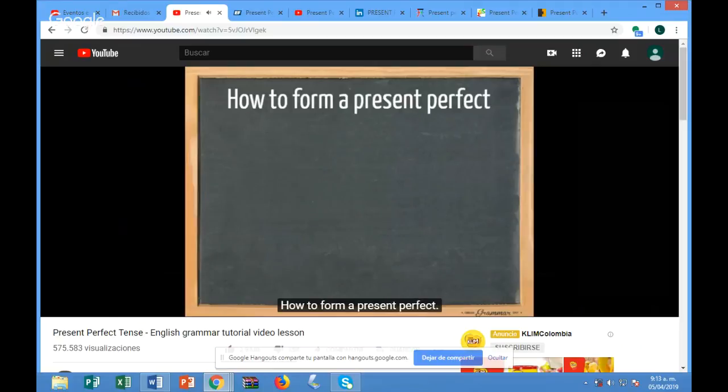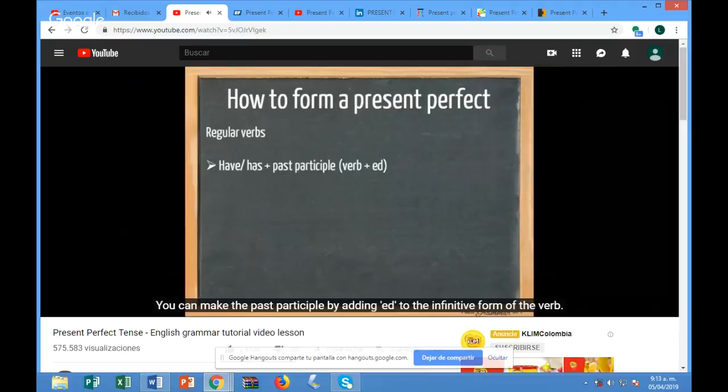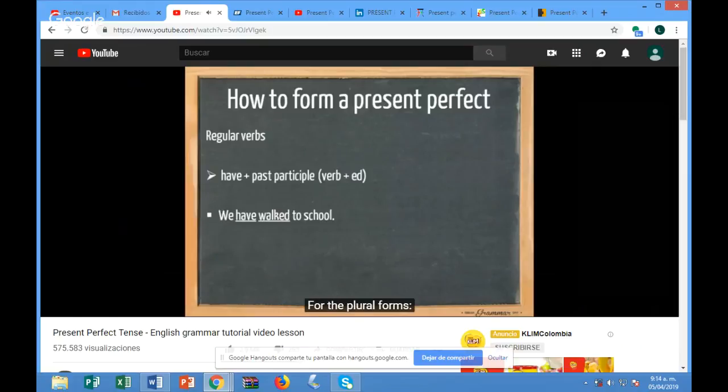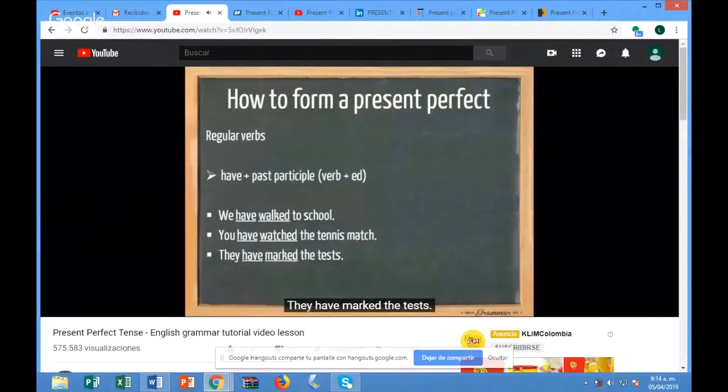How to form a present perfect? Let's have a look at the regular verbs. For the regular verbs, we use the auxiliary verb to have and the past participle. You can make a past participle by adding ed to the infinitive form of the verb. Now let's have a look at these singular forms. I have worked there. You have listened carefully. He has cleared the table. She has placed it on the floor. It has snowed. For the plural forms, we have walked to school. You have watched the tennis match. They have marked the tests.